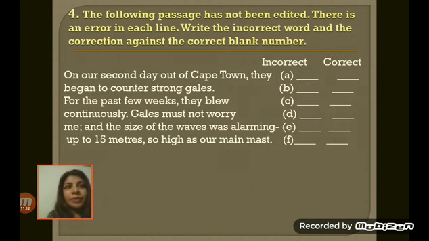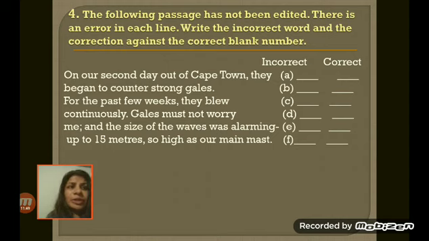Let's do the fourth one. On our second day out of Cape Town, we began to encounter strong gales. Gales is winds. ठीक है. We began to encounter, because we are out of Cape Town. So we began to encounter, है ना? Encounter मतलब face strong gales.